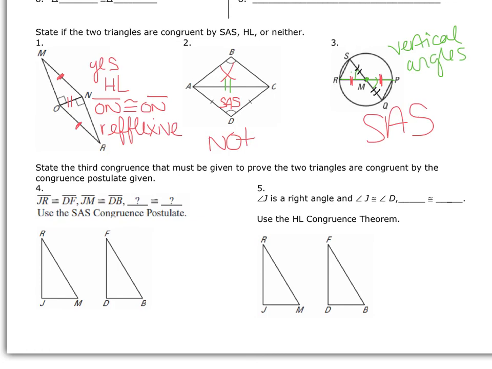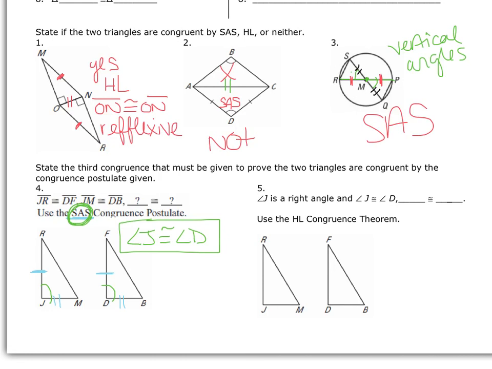Next, we're going to state the third congruence that must be given to prove the two triangles are congruent by the stated congruence postulate. In number 4, we must use side, angle, side. So they give us JR is congruent to DF, JM is congruent to DB. So what piece is missing if we must do side, angle, side? Remember the trick here is that the angle must be included in between the sides. And again, included means in between. Included also means touching both of the sides. So the only angles that will work here are J and D. So angle J being congruent to angle D is missing.